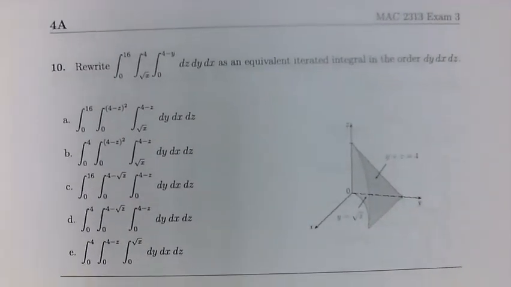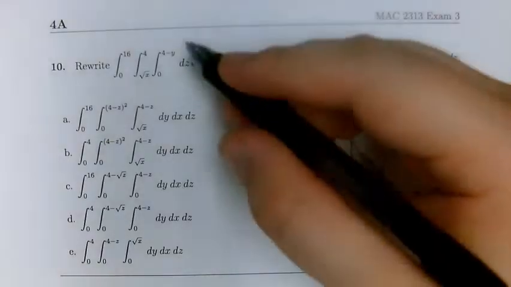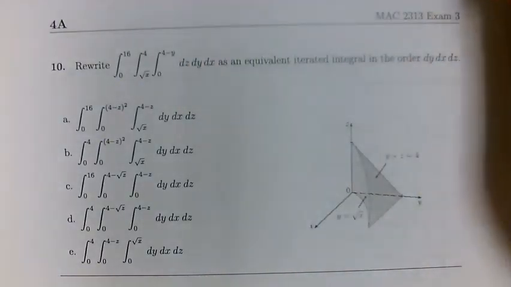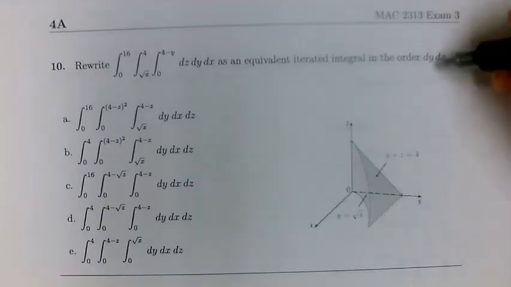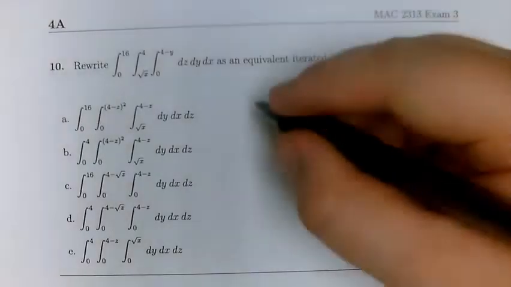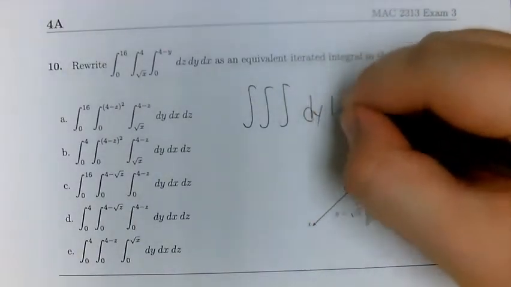Okay, the next one. Rewriting these triple integrals is pretty tricky, so I'm glad we have this one for practice here. Rewrite the triple integral 0 to 16, root x to 4, and 0 to 4 minus y as an equivalent iterated integral in this order, dy, dx, dz. All right, so let's try to do that.